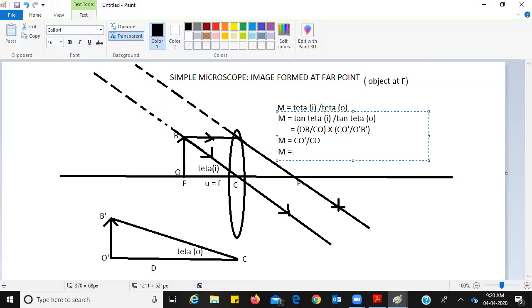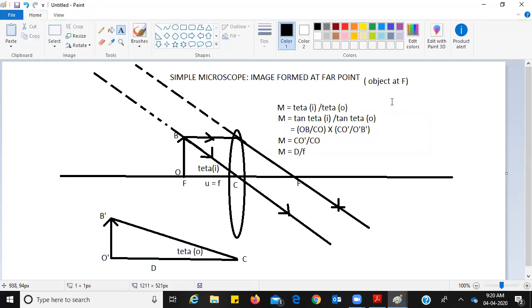What is C O dash by CO? It's D by F. If you apply sign convention, both are negative, right? C O dash is negative, CO also negative, so it will become positive. Yes, sir. D is 25, right? Every time D is 25 if they don't give the value, okay? Yes, sir. The D value is 25.